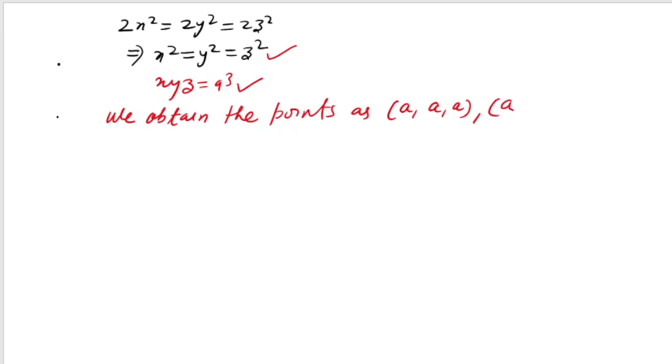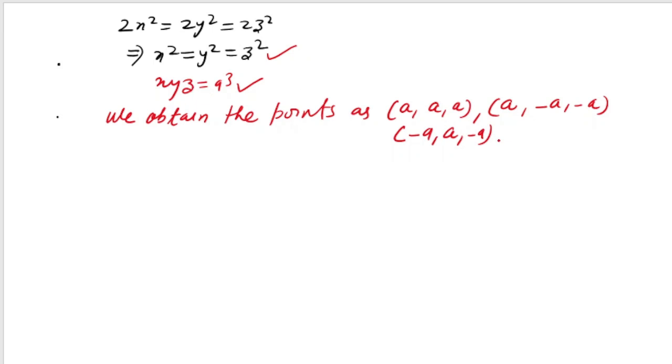Another possibility is that I can take x as a, y as minus a, and z also as minus a. In this case also x square is equal to y square is equal to z square, and xyz will be a into minus a into minus a, which is also a cube. We can take something like minus a, a and minus a. That is also a possibility.